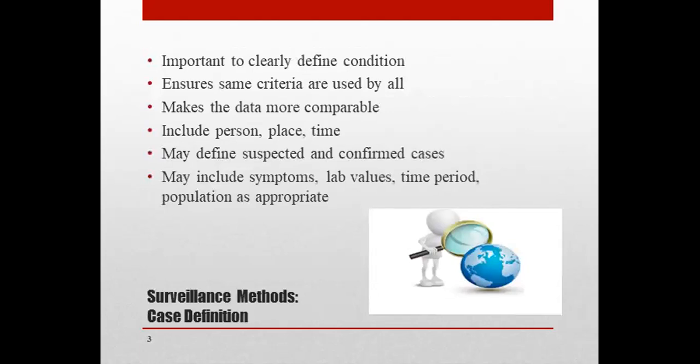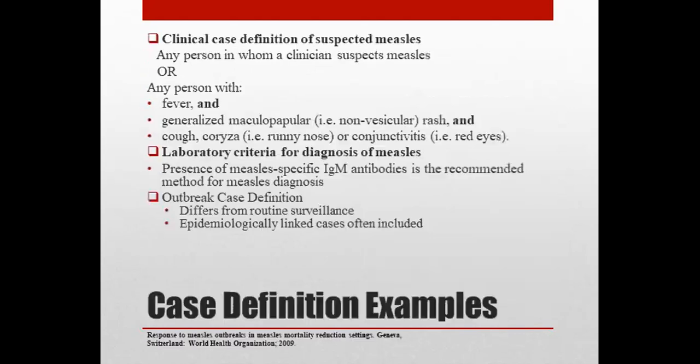Surveillance methods. In this, first of all, it is important to clearly define any condition, and it ensures that the same criteria are used by all. It makes the data more comparable. It includes person, time, place, and distribution. We may define suspected and confirmed cases. It may include symptoms, lab values, time period, and population as appropriate.